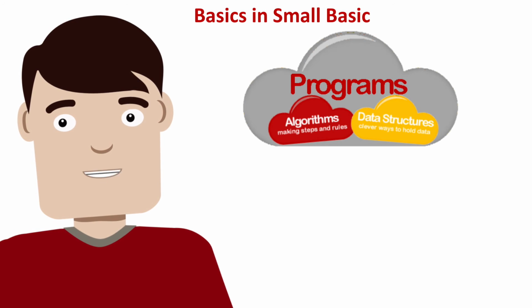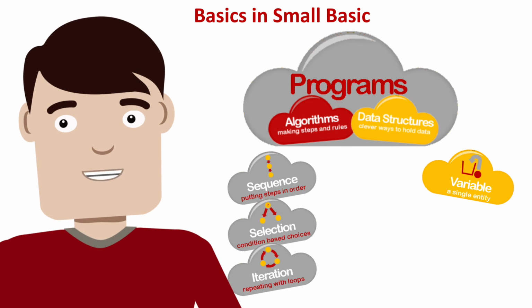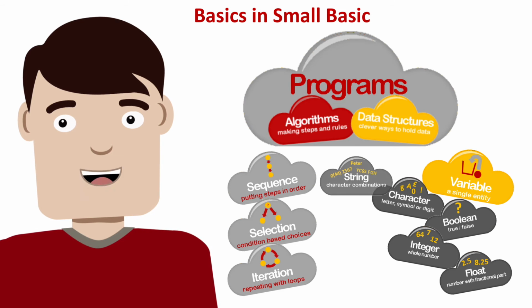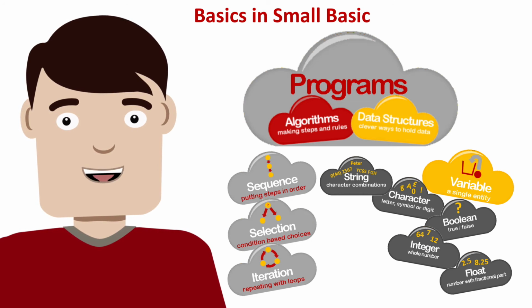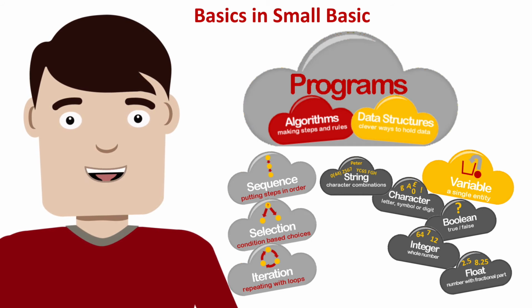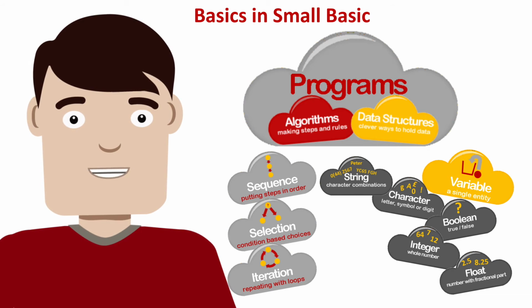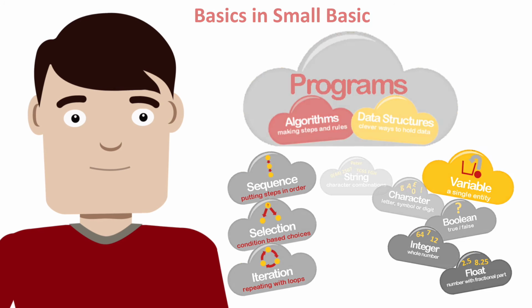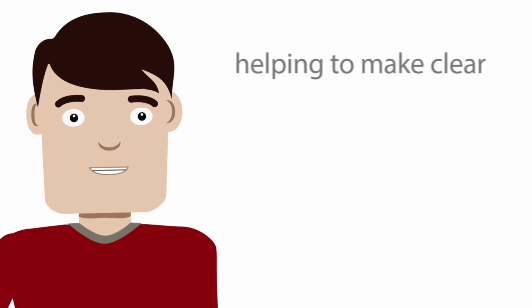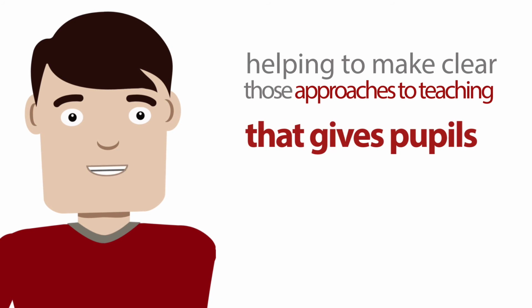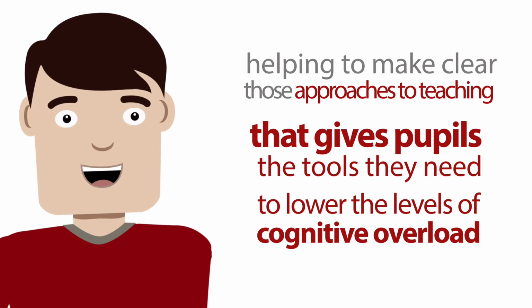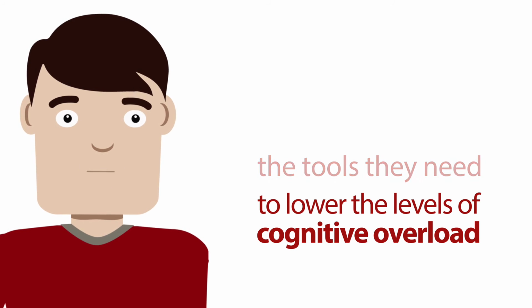As it looks at how to program in Small Basic, the session also examines how programs are combinations of algorithms and data structures, going further to explore different kinds of data that can be stored in data structures such as a variable, and that depending on the data type, different things can be accomplished with them, along with the different ways we can introduce these data types to pupils, and how they can differentiate between them and their uses in Small Basic and other languages. Again, helping to make clear those approaches to teaching that give pupils the tools they need to lower the levels of cognitive overload that might otherwise act as a barrier to writing code with understanding.